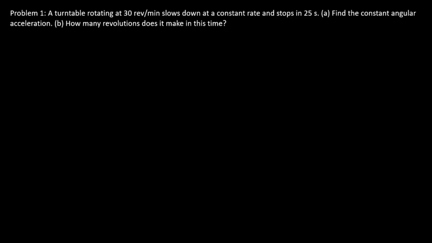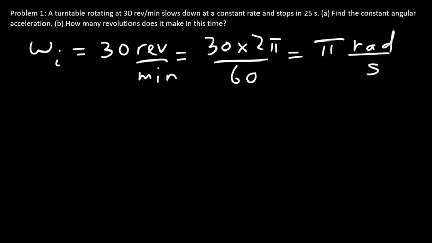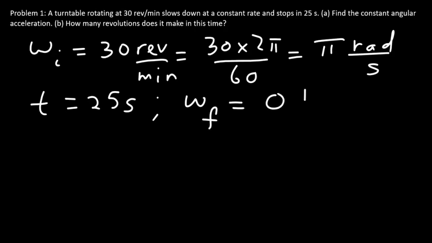We know initially it's rotating at 30 rev per minute, so that is your initial angular velocity. Now we can change this into radian per second by multiplying it with 2 pi and dividing it with 60. And that's going to give you pi radian per second for the initial angular velocity. Now we also know the time interval for this motion is 25 seconds, and the turntable comes to a complete stop. So the final angular velocity is 0 radian per second.